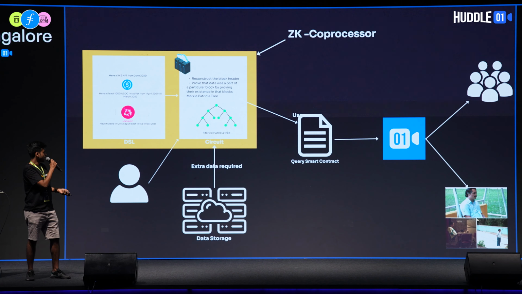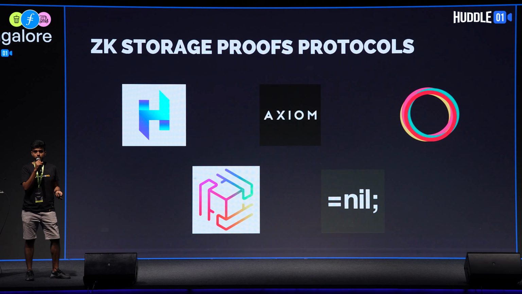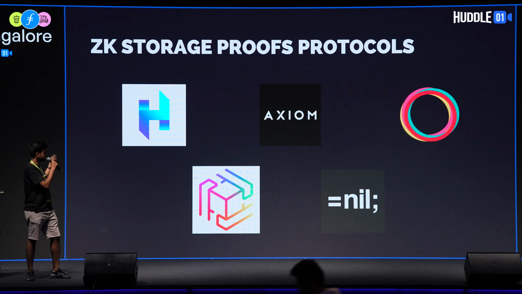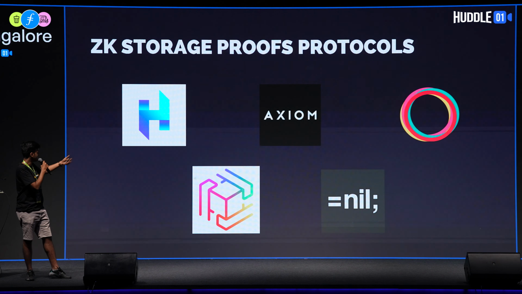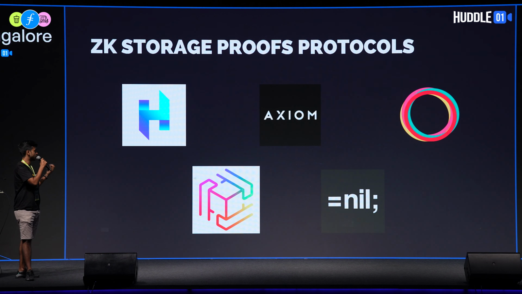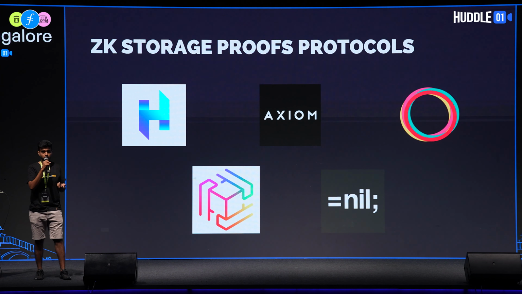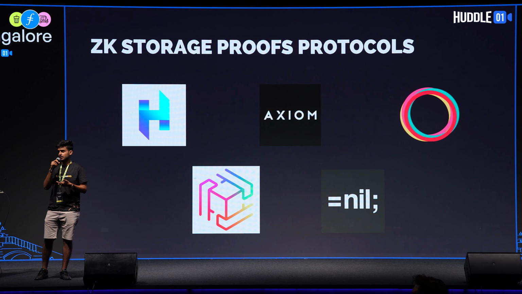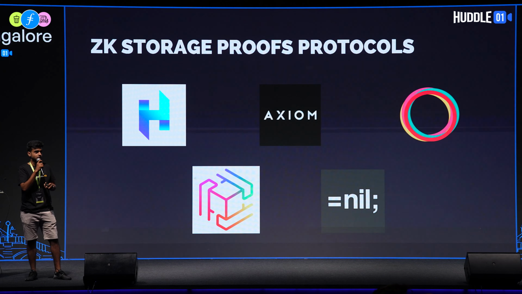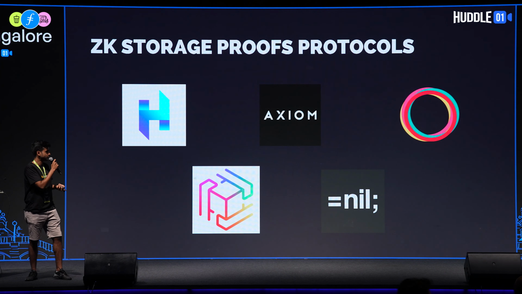What are the other protocols you can explore for storage proofs? Here are some of them: Axiom, Herodotus, Lagrange, and Hyperprotocol. All these protocols provide different mechanisms of storage proof access, but they provide somewhat similar functionalities. You can check them out afterwards.